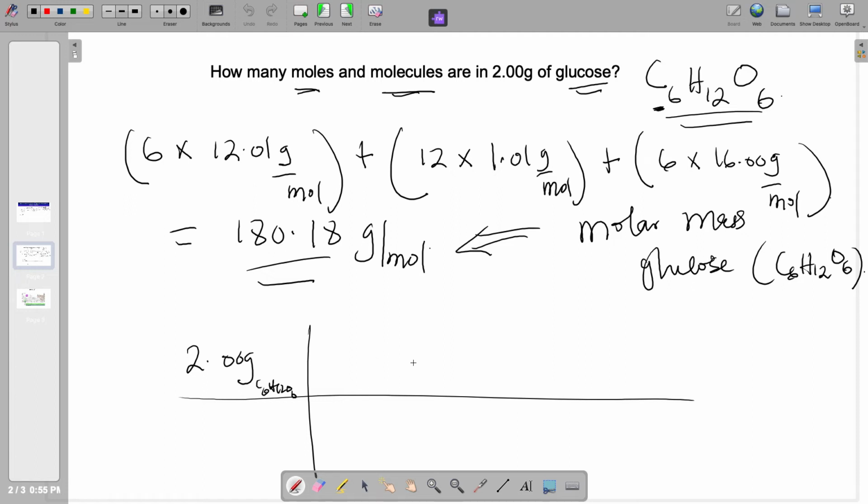But remember, we want moles. So moles on top and grams at the bottom. So it's glucose, C6H12O6. In our molar mass of glucose, we have 180.18 grams per mole. So the 180.18 goes with grams, and then the 1 goes with moles. So 1 on top by moles, and then 180.18 grams. So we close the table.